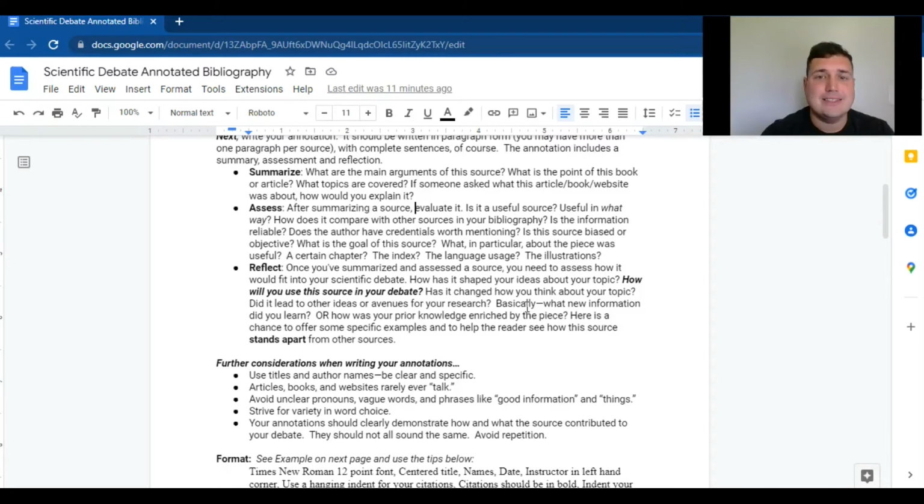Once you've summarized and assessed a source, you need to assess how it would fit into your scientific debate. Because remember, we have this authentic purpose of the scientific debate. Here I'm not actually having them give the debate, but they're getting prepped for it. How has it shaped your ideas about the topic? How will you use this source in your debate? Has it changed how you think about your topic?